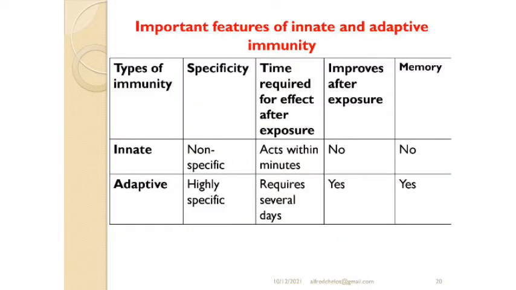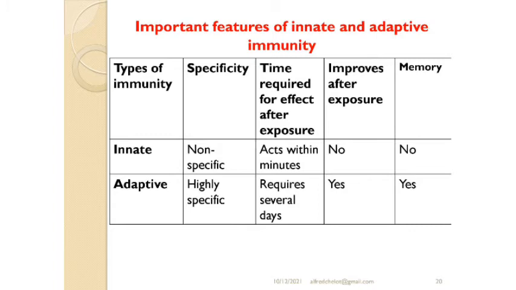So next, we are going to discuss important features of innate and adaptive immunity. Regarding specificity, innate immunity is non-specific, whereas adaptive immunity is highly specific. Regarding the time required for effect after exposure, innate immunity is going to act within minutes, whereas adaptive immunity requires several days for effect after exposure.